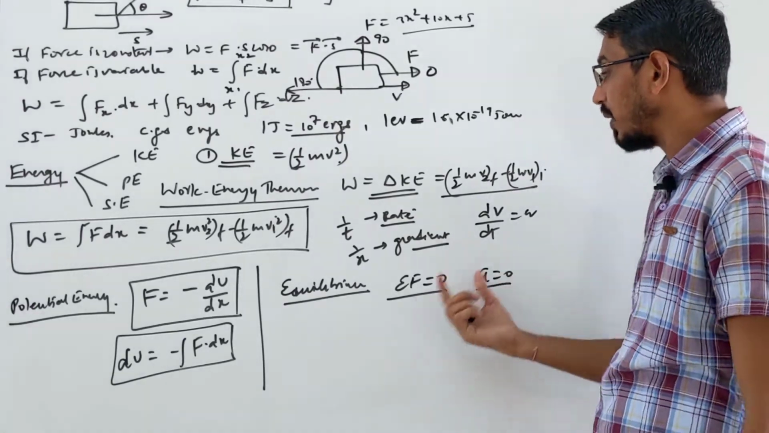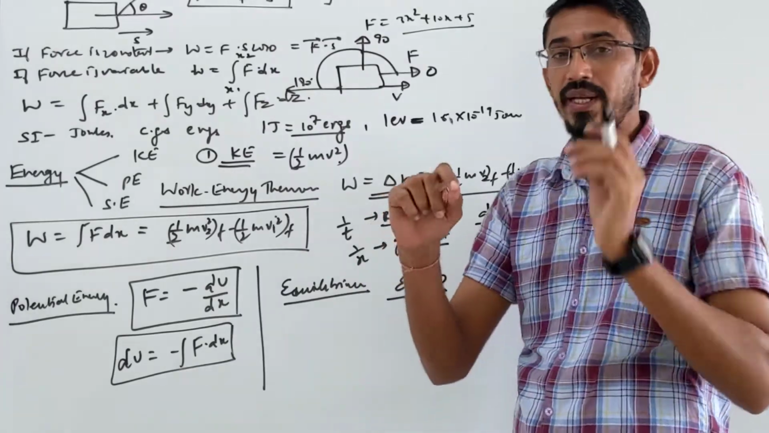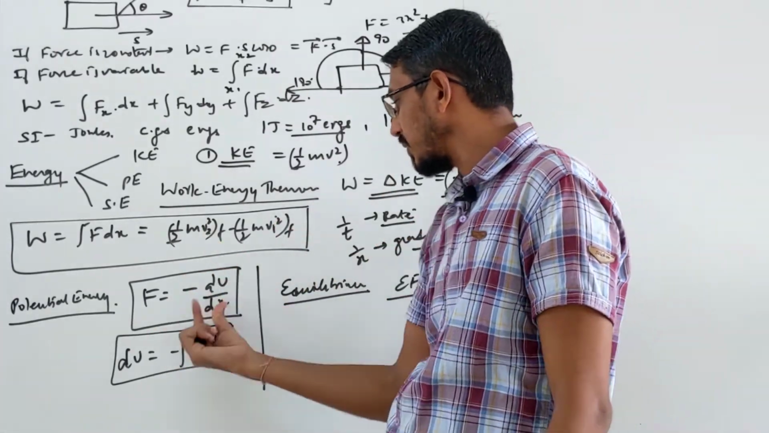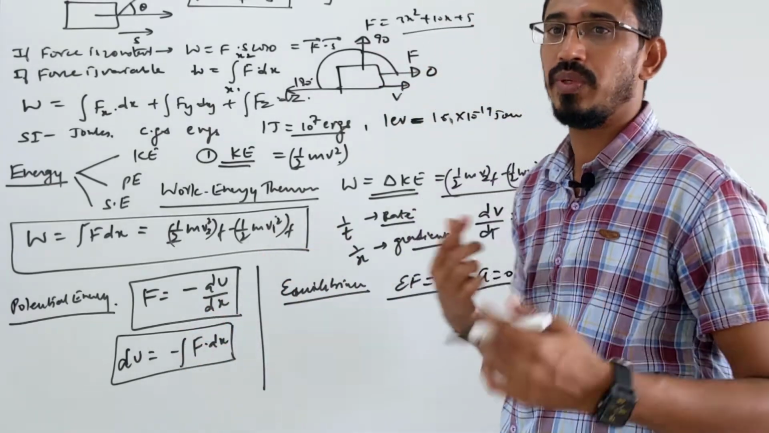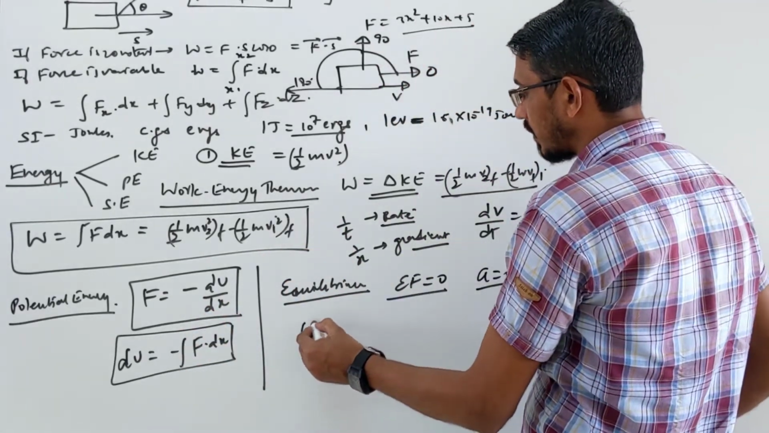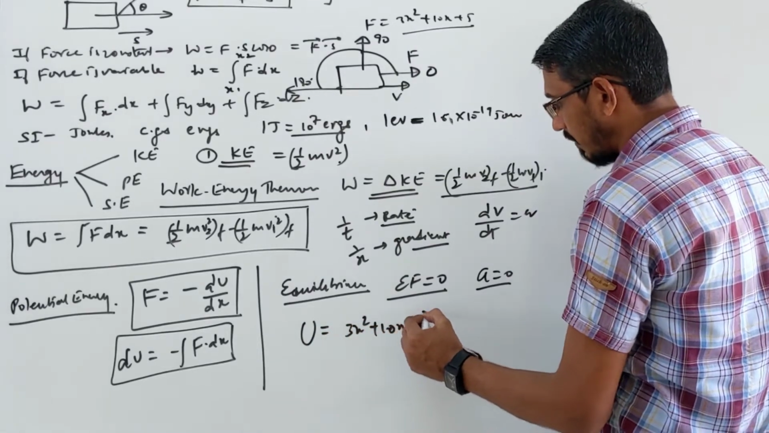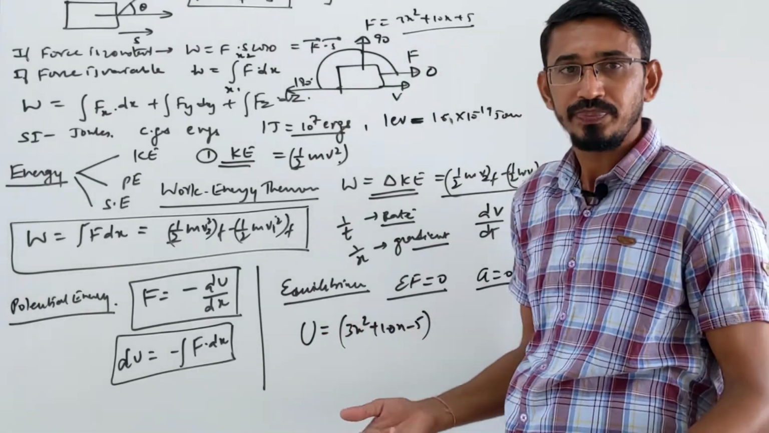So if you want to find equilibrium, you write net force is equal to 0. Generally in this chapter we answer this question in terms of potential energy. They always give you the potential energy equation, some equation like 3x square plus 10x minus 5. Some energy equations will be given to you, correct.